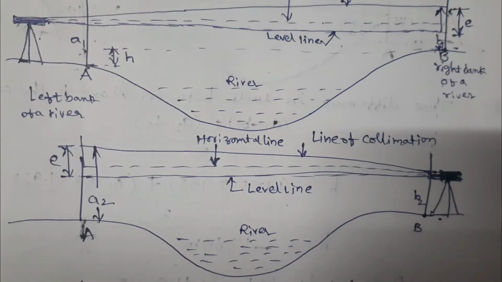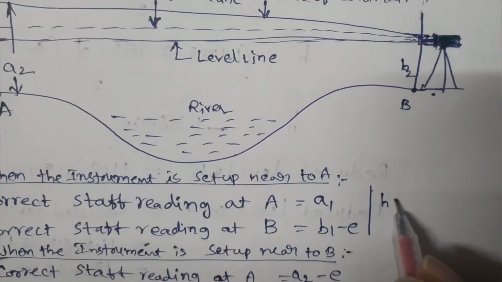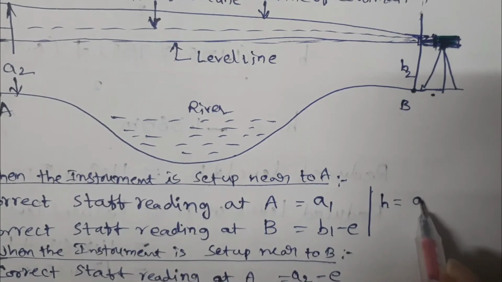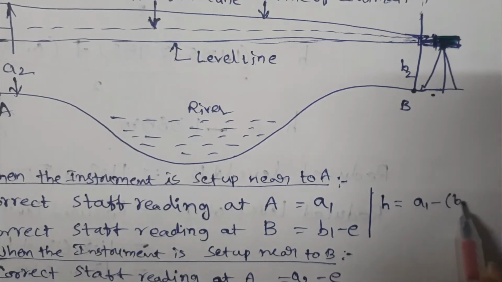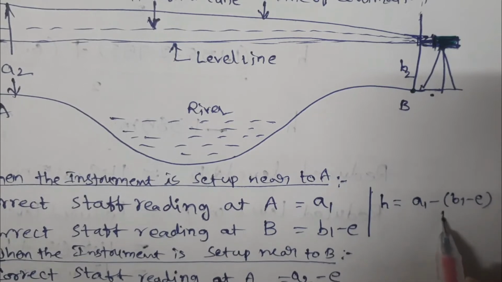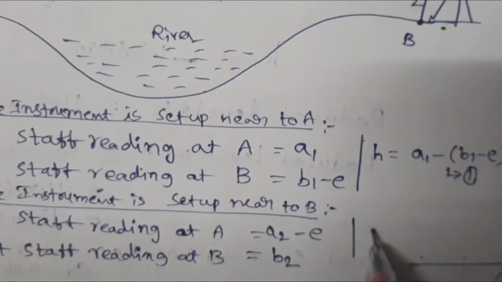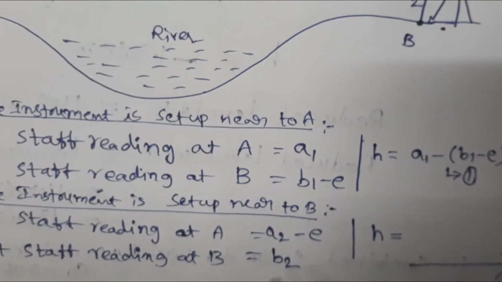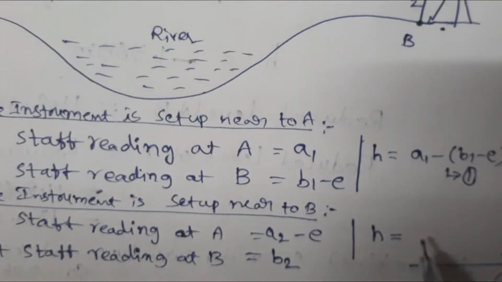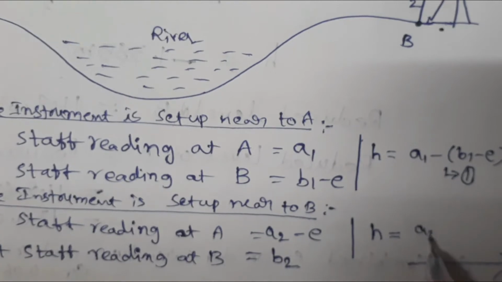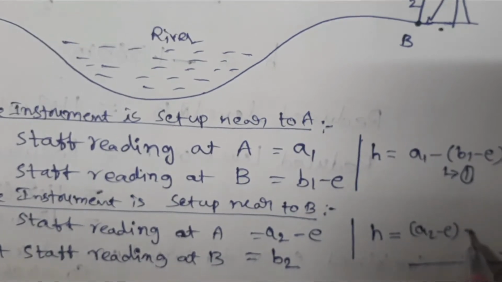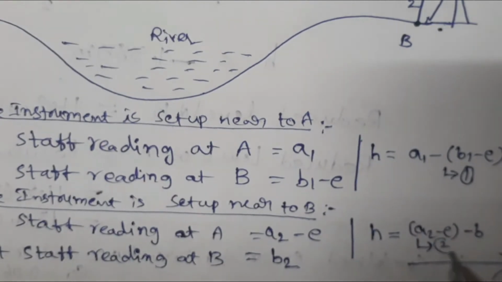Now write the H value. H is A1 minus B1 minus E. Say this is equation 1. When the instrument is near to B, the true difference between the 2 points A and B is A2 minus E minus B2. This is the second equation.